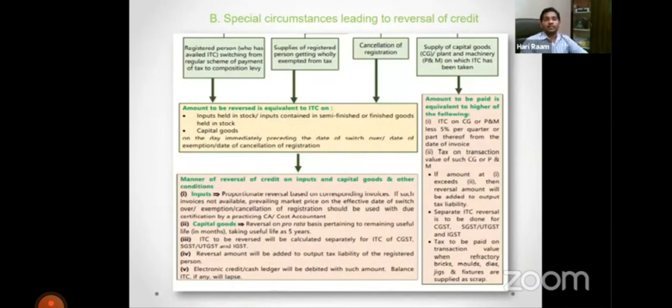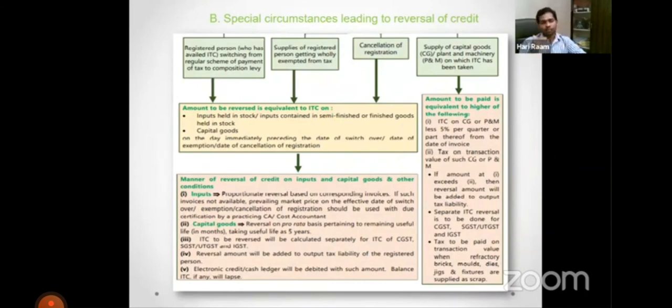This is circumstance B, the same thing in reverse. We have to take reversal. What all we took as credit in the previous section, we need to reverse. Opposite case, same thing: what all we took as credit, we need to reverse. The same: input held in stock, semi-finished and fully finished stock and capital goods, on the day immediately preceding the date of cancellation of registration.